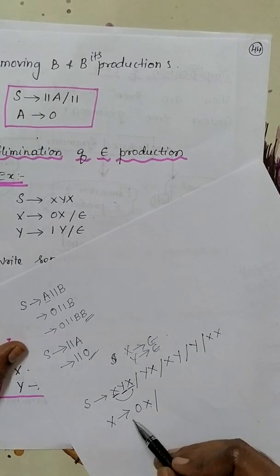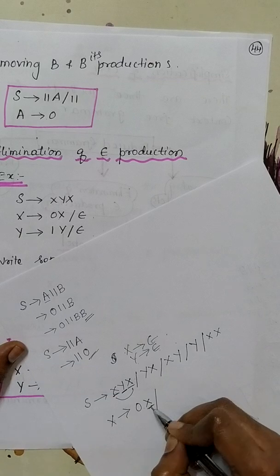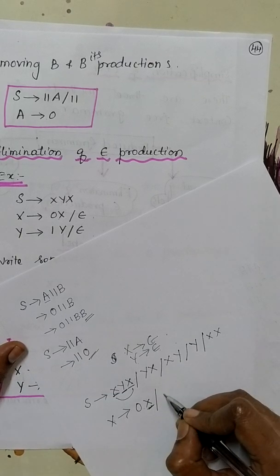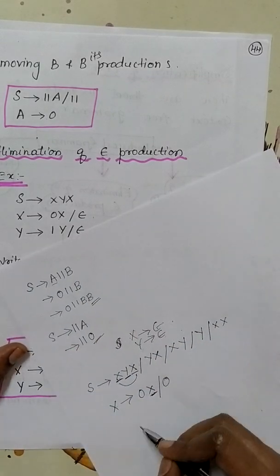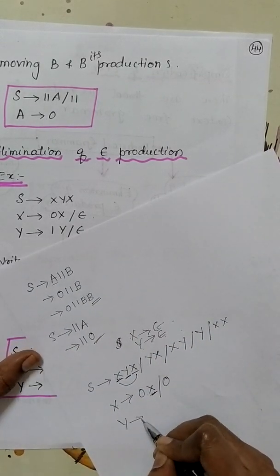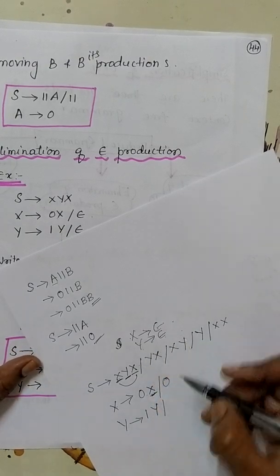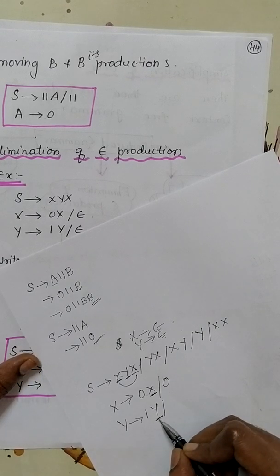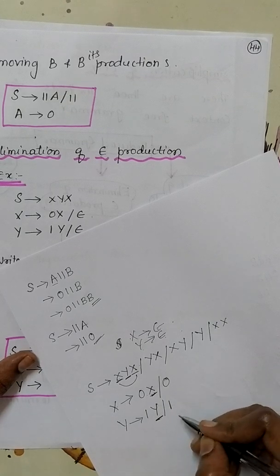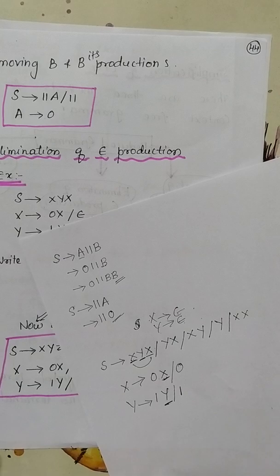I am writing first what the things in the grammar are. X tends to 0X, and then I am applying X tends to epsilon on this X. At that time we will get 0. Then in the next production, Y tends to 1Y, and Y tends to epsilon is also there, so we are going to eliminate it. I am applying epsilon on this Y, and at that time I will get the terminal 1.